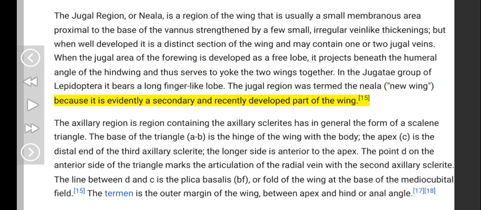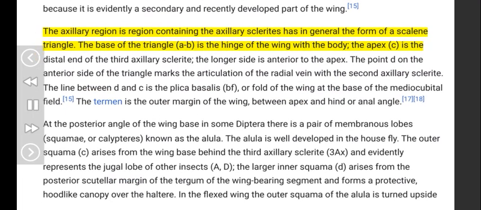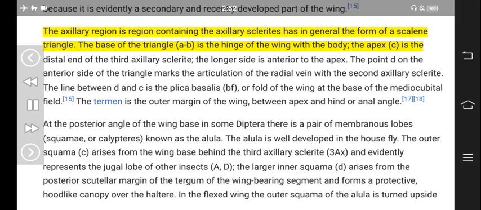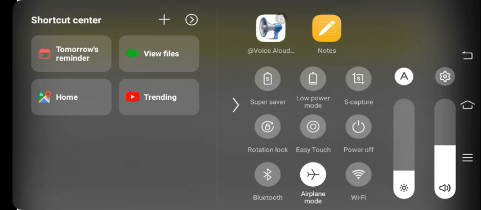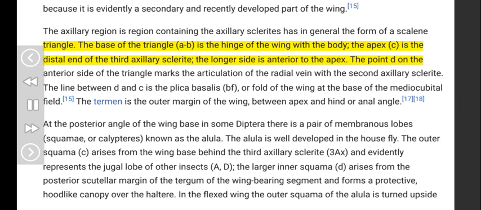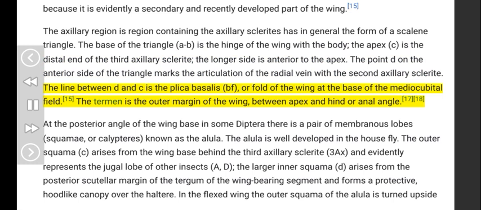The axillary region, the region containing the axillary sclerites, has in general the form of a scalene triangle. The base of the triangle, AB, is the hinge of the wing with the body. The apex C is the distal end of the third axillary sclerite. The longer side is anterior to the apex. The point D on the anterior side of the triangle marks the articulation of the radial vein with the second axillary sclerite. The line between D and C is the plica basilis BF, or fold of the wing at the base of the mediocubital field.